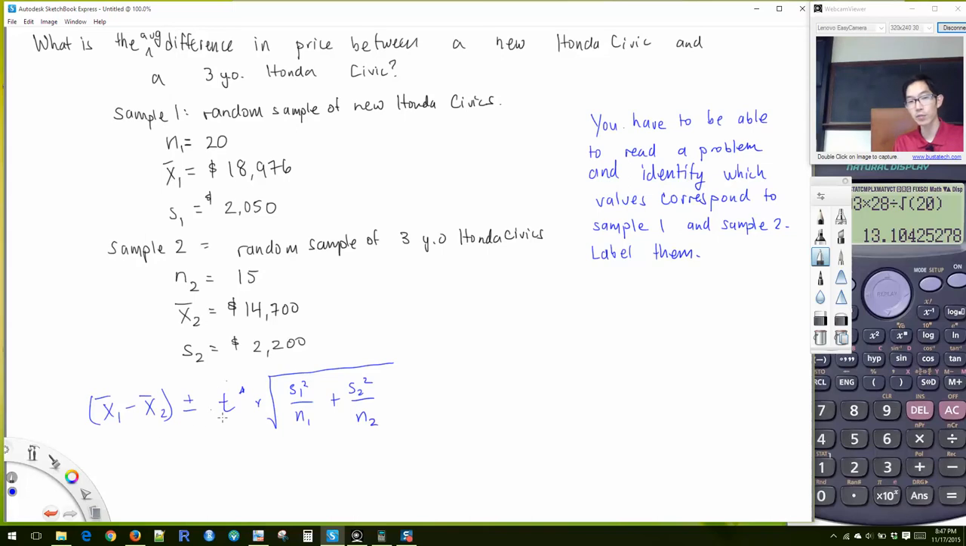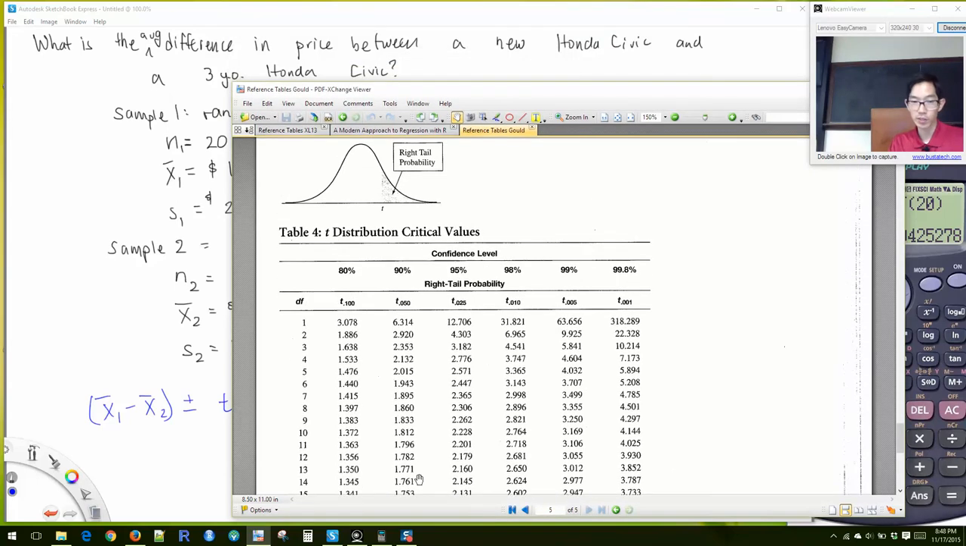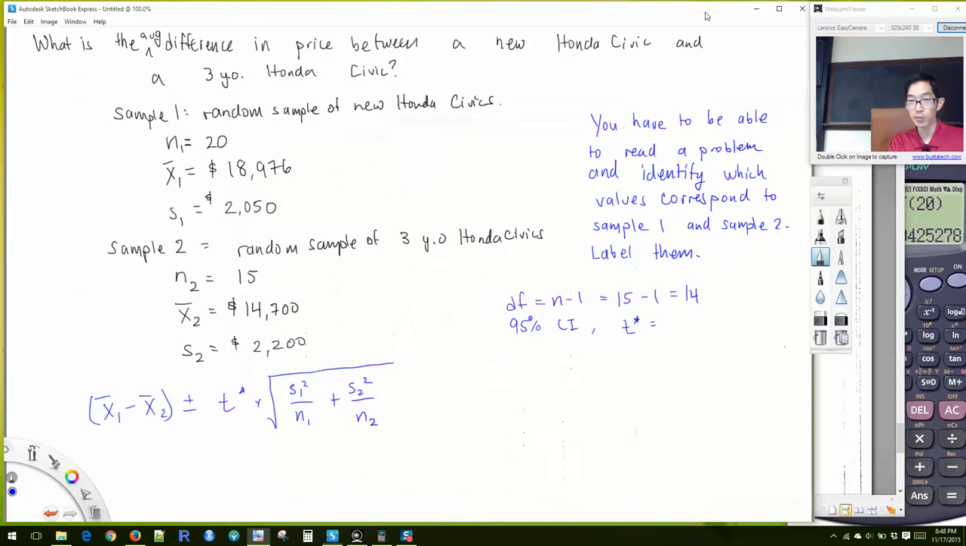What is the degrees of freedom that we're going to use for T-star? Yeah, the degrees of freedom is n minus 1, but we use the smaller n. So we're going to have 15 minus 1, which is 14 degrees of freedom. Let's say I want to make a 95% confidence interval. What is our T star going to be? 2.145. We go to our table, and with 14 degrees of freedom and 95% confidence, it's 2.145.